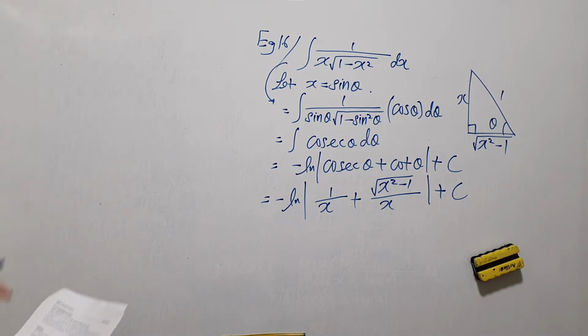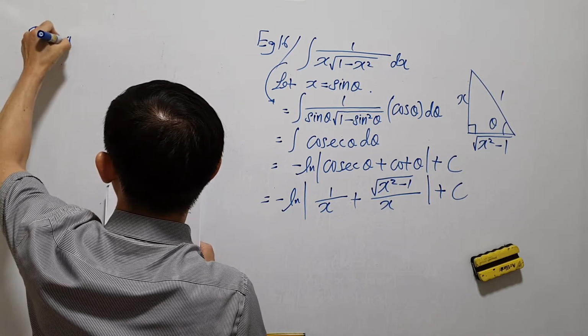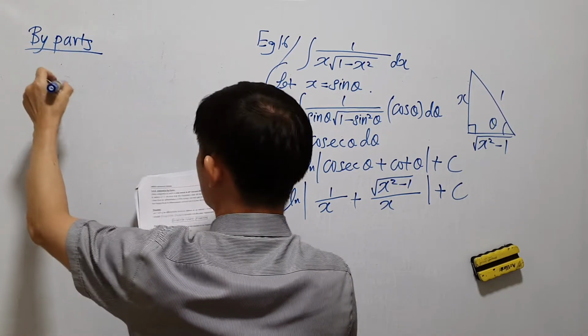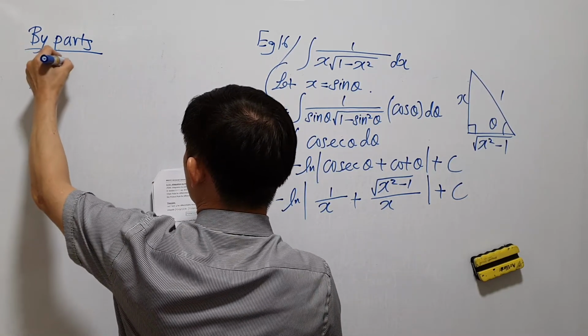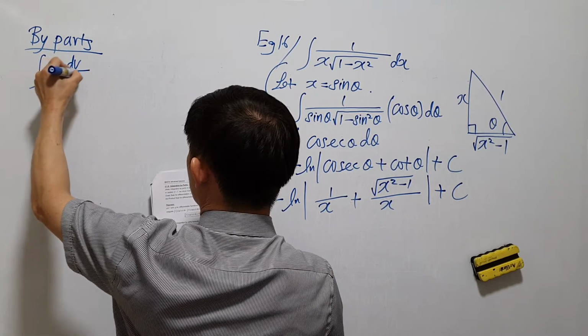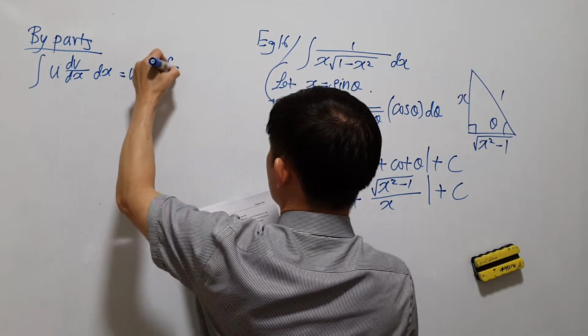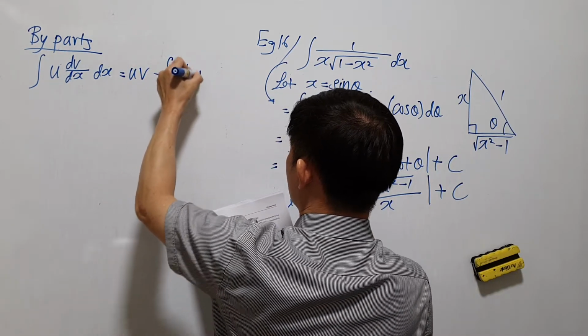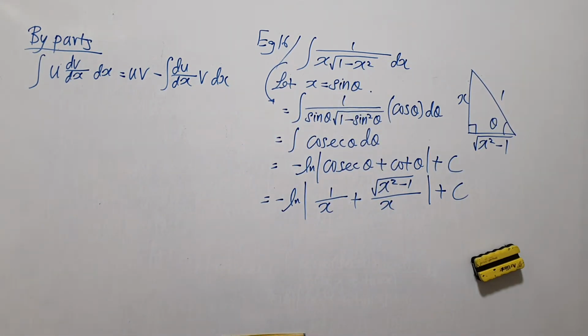For the notes, it provides you with this by parts formula. The formula given in the notes is: integration of u dv dx equals uv minus integration of du dx times v dx. This is the formula given to you in your notes. Using this by parts formula, we can then try to do a few examples. In example 17.